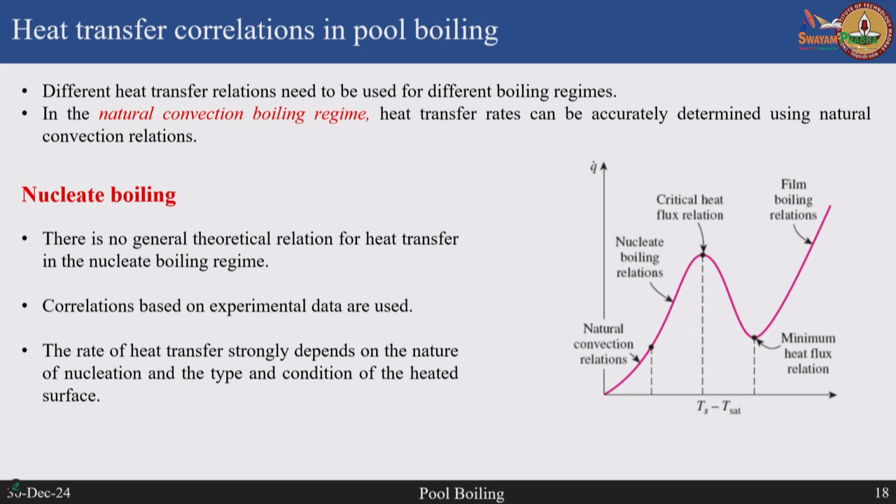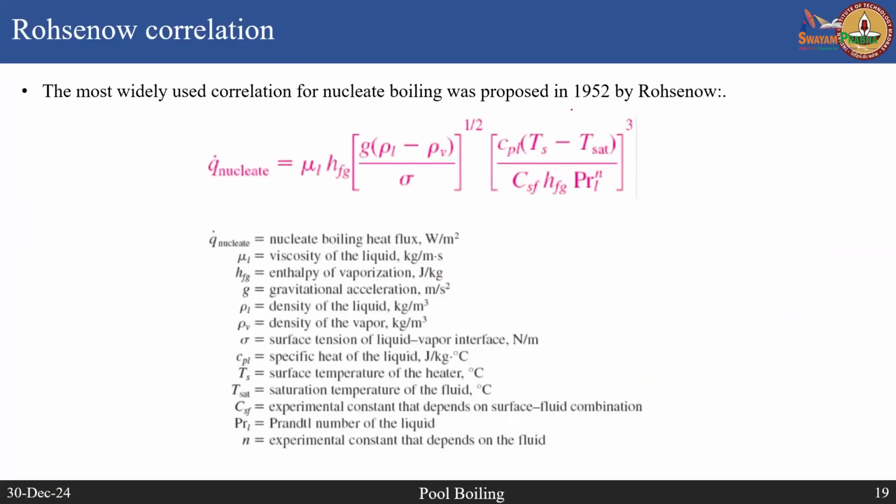Okay. Now coming to important correlations. You need to understand the correlations to predict heat flux in nucleate boiling, because this is the most effective boiling regime. The most important correlation was given in 1952 by Professor Rosenau at MIT. Even now we have labs named after Professor Rosenau there.